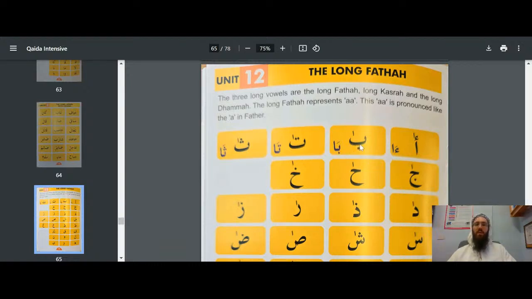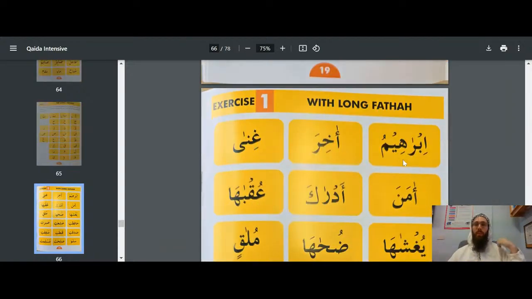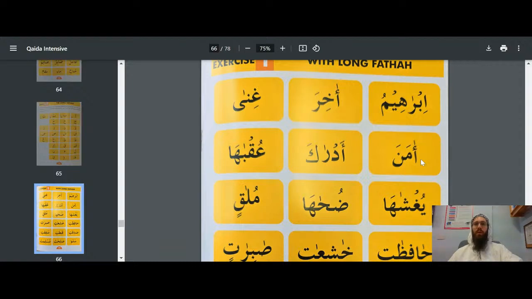So ba becomes ba, ta becomes ta, tha becomes tha. It's the same sounds as we made earlier when you have the alif. It's just saying short vowel, long vowel. This is a long vowel. And then words with the long vowel to practice: Ibrahim, Ibrahim. So practice these.